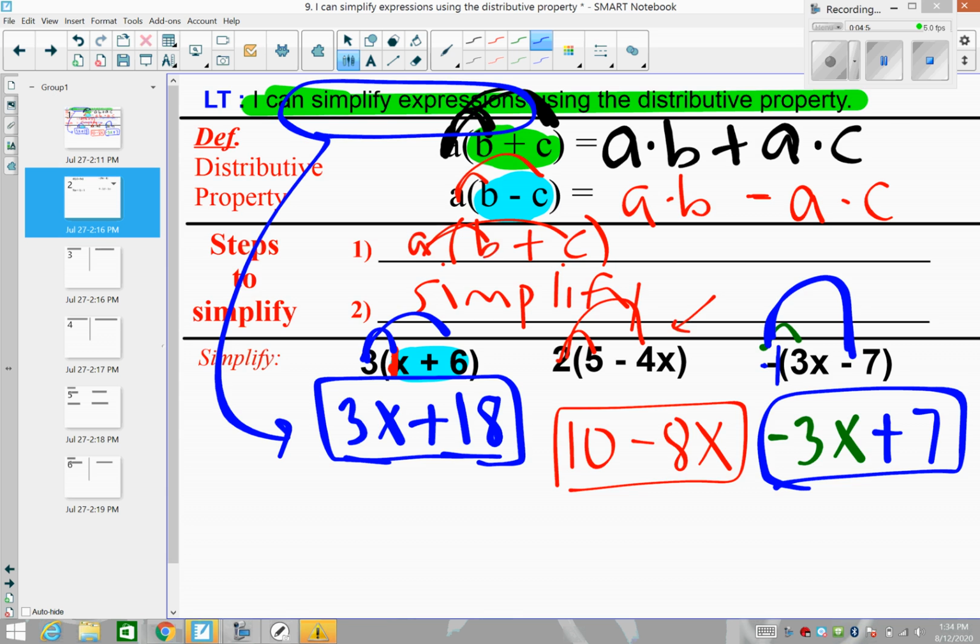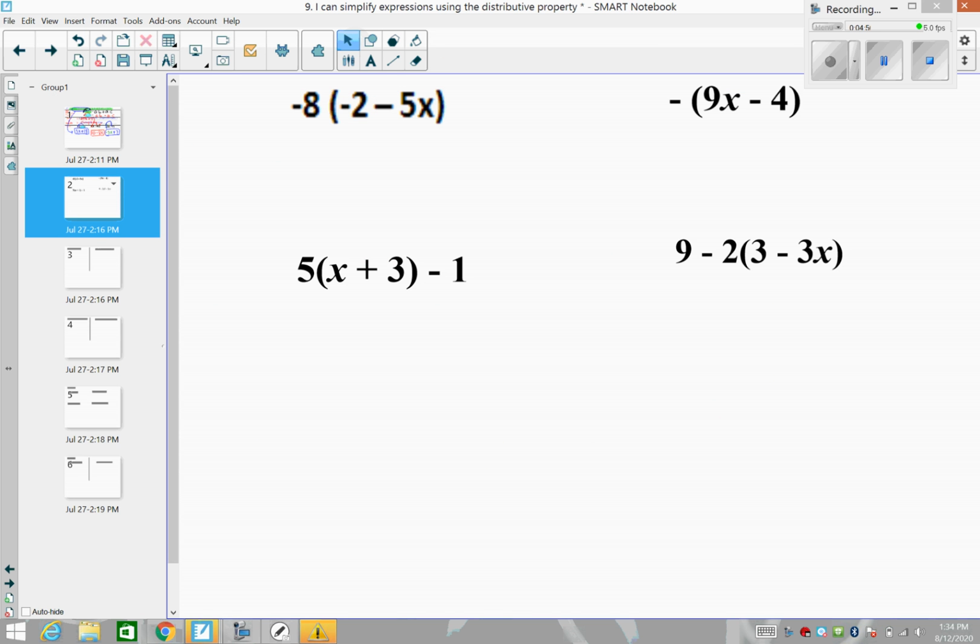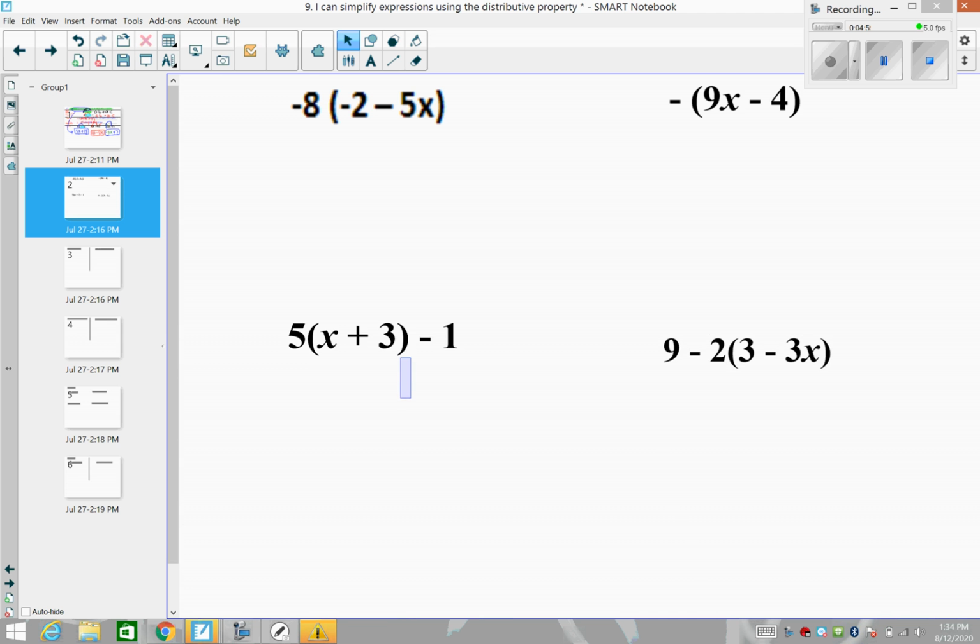So let's try some examples. We're going to work through these on this page, where they get a little bit bigger as we go, and then you'll have an opportunity to try some on your own.